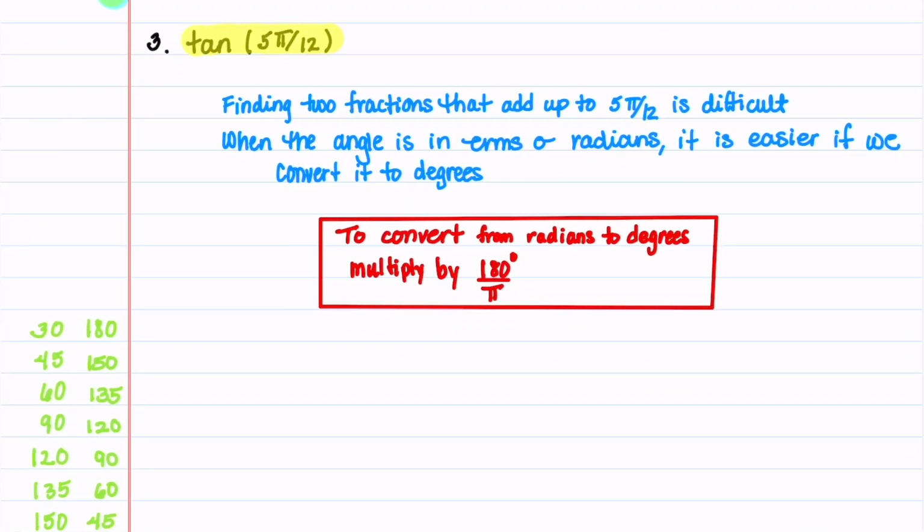Evaluating tangent of 5 pi over 12 is more complicated than the first two problems that we did because our angle is written in terms of radians. Finding two fractions that add up to 5 pi over 12 is difficult. I think the best approach is to convert radians to degrees for these types of problems. We'll just remind ourselves that to convert from radians to degrees, we need to multiply by 180 degrees divided by pi.